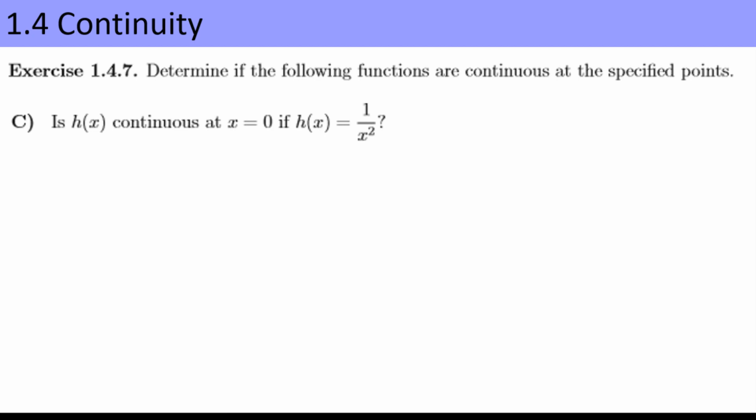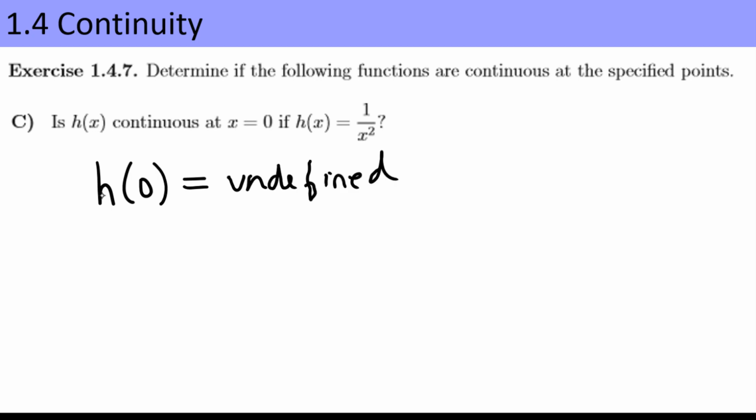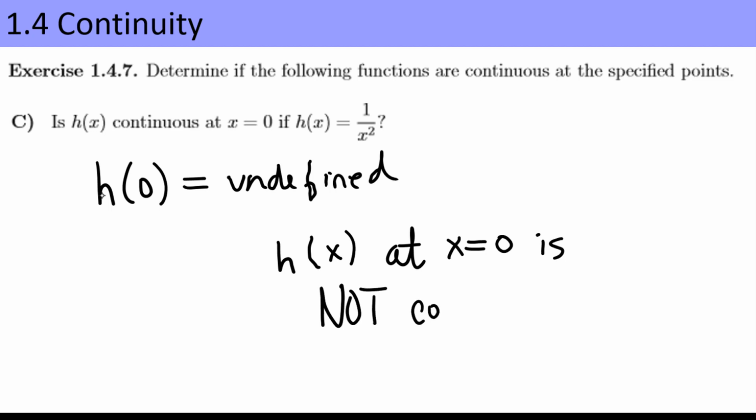Let's begin with the first step, and that is, is the function defined at 0? Actually, this is undefined. At 0, the function's denominator is 0. It is undefined. Since the function does not even exist at that point, there is no need to do the remaining steps. We conclude that h of x at x equals 0 is not continuous.